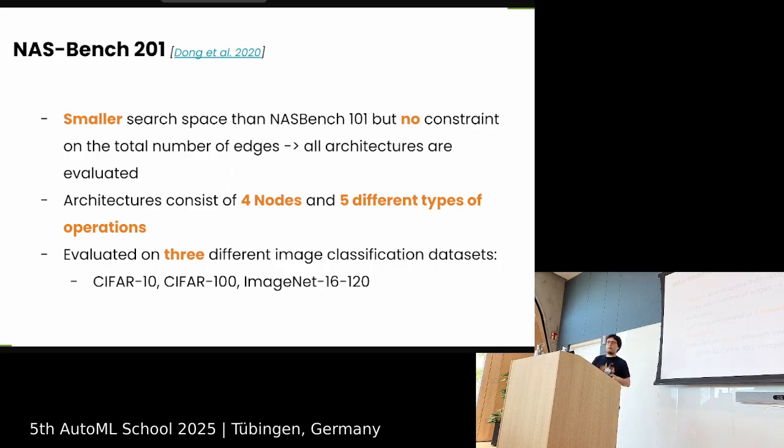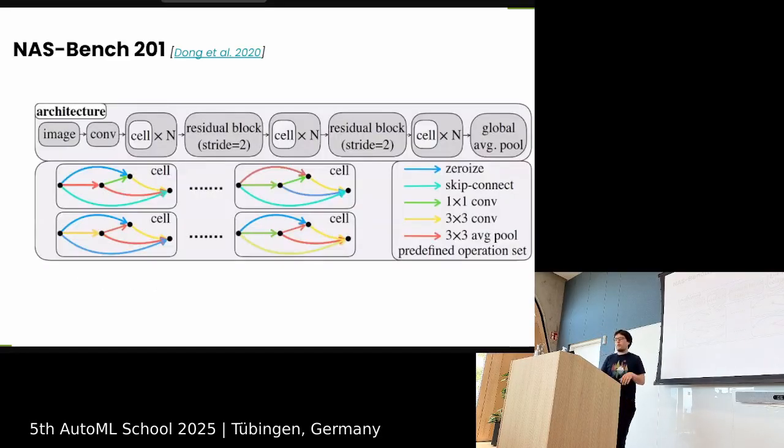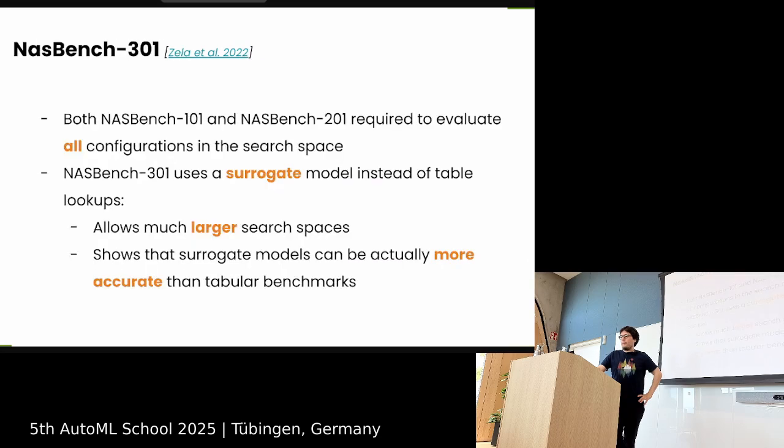We just trained it on CIFAR-10. They also trained it on CIFAR-100 and ImageNet. And this is how it looks like, right? So you have these different types of operations: zeroize, essentially don't do anything, skip connection, different types of convolutions and average pooling. It's also smaller architectures. But this is maybe by now, I think, a bit more popular, and this is a benchmark people still heavily use in the literature. And then more recently, by Arber and others from Freiburg, they created NASBench 3.01.